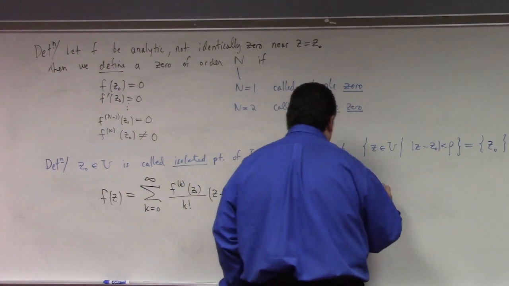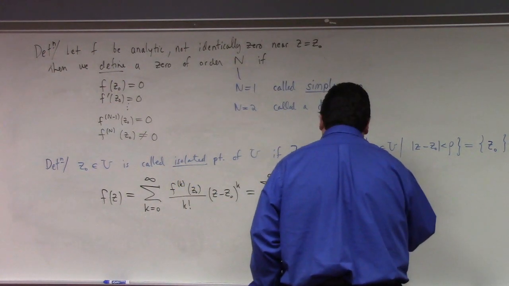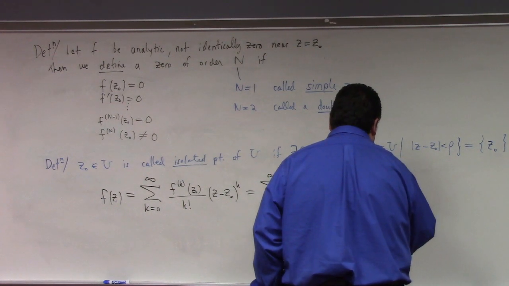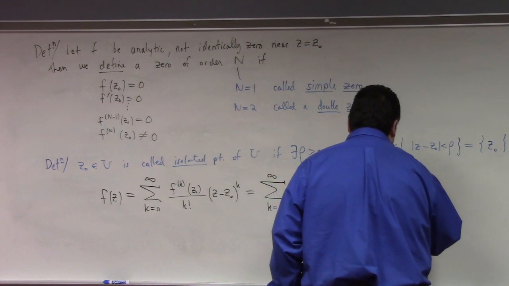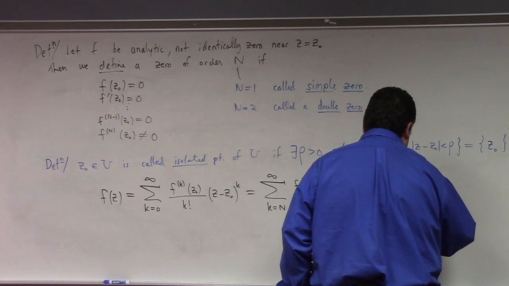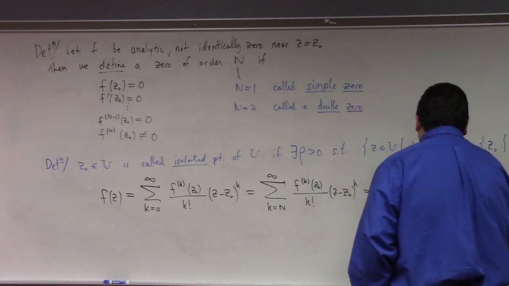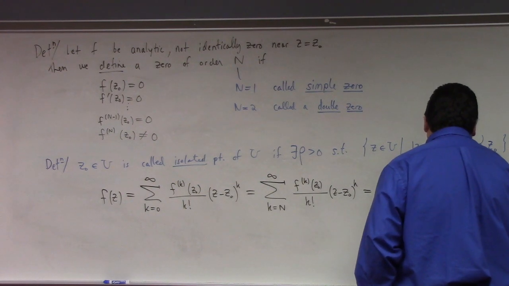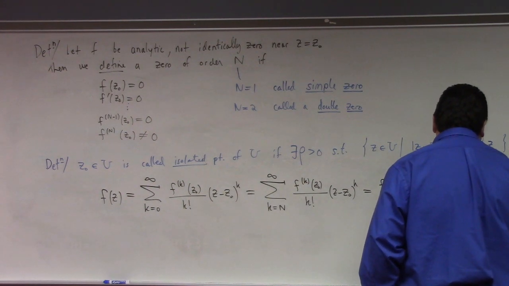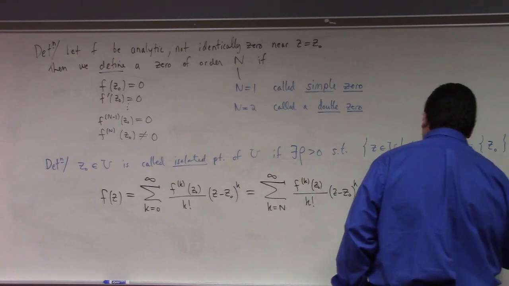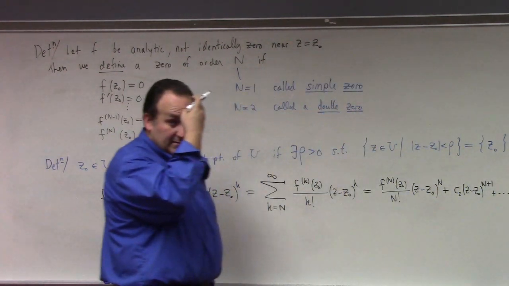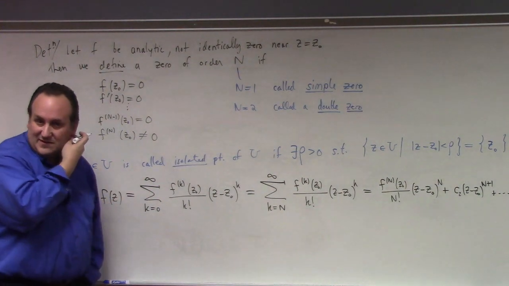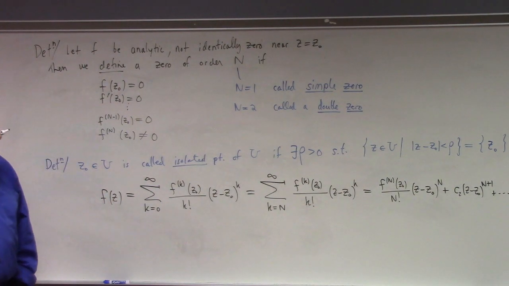So if we write that out in gory detail, you've got something like the nth derivative at z naught over big N factorial times (z minus z naught) to the power n, and then plus, I don't really care, let me just call it c2 times (z minus z naught) to the n plus 1, plus dot dot dot. All right? My point to you is, if this is the situation, what can you do?